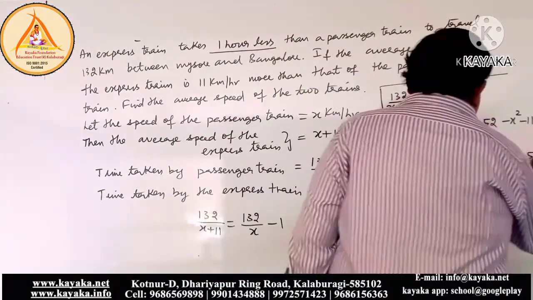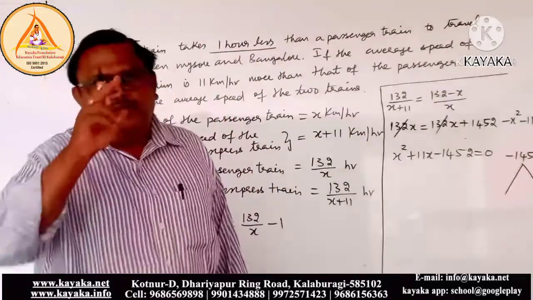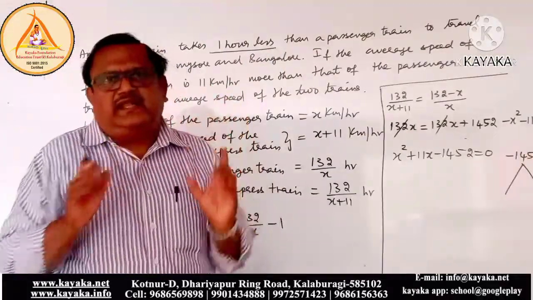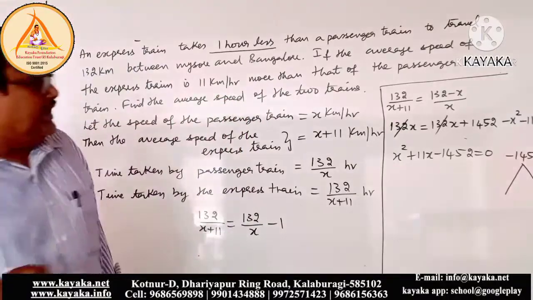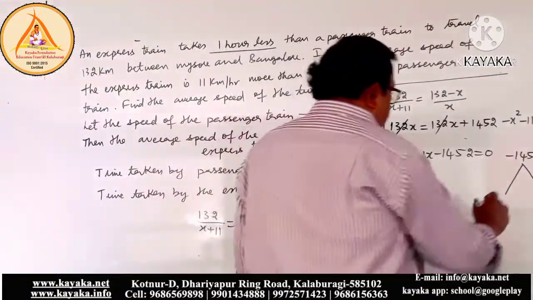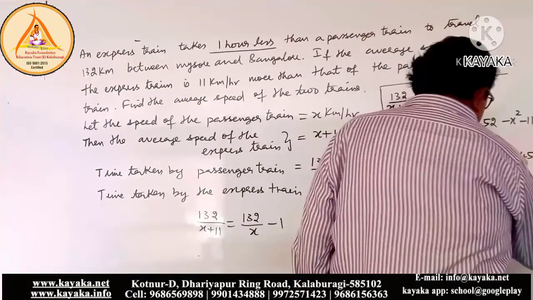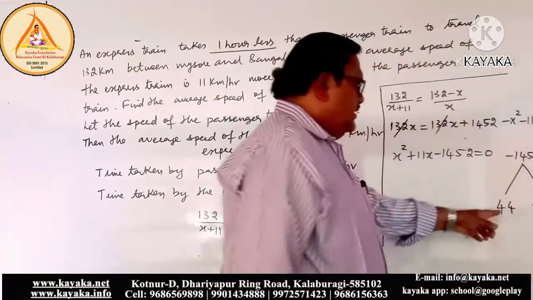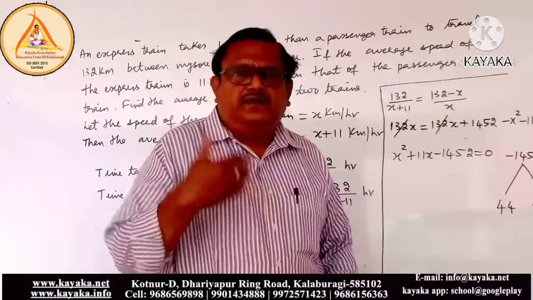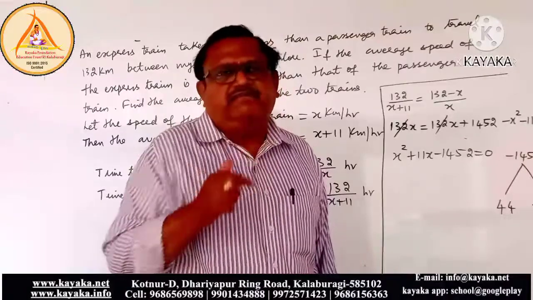Minus 1452. Already I told you the method. You have to go on dividing and combine the numbers. If you factorize, you will get the factors 44 and minus 33. How to get the factors? You can spend time at home and try to get the factors.